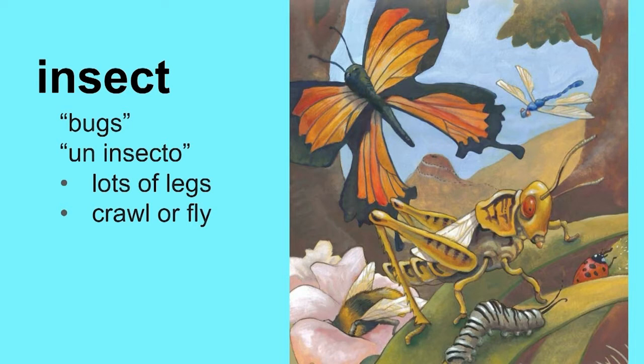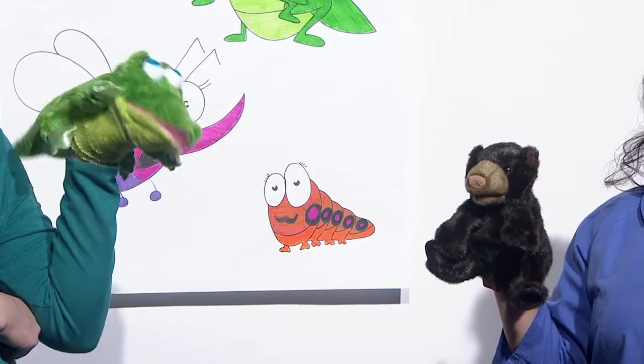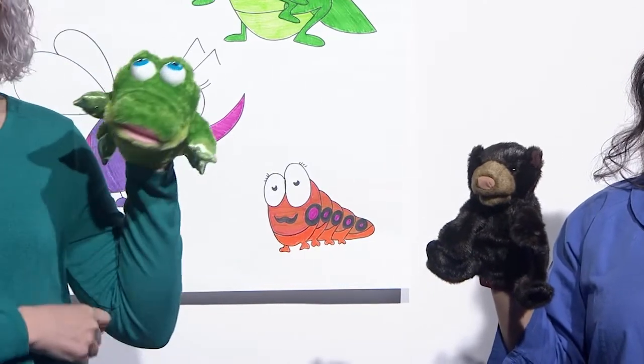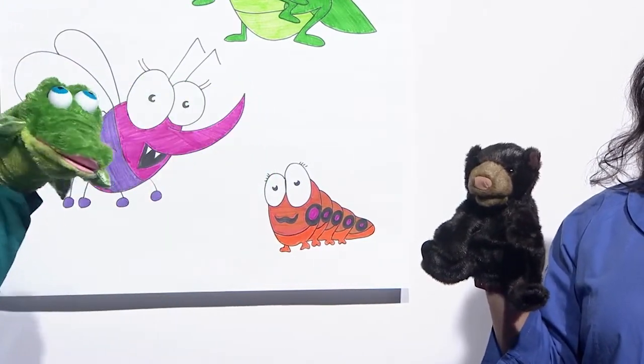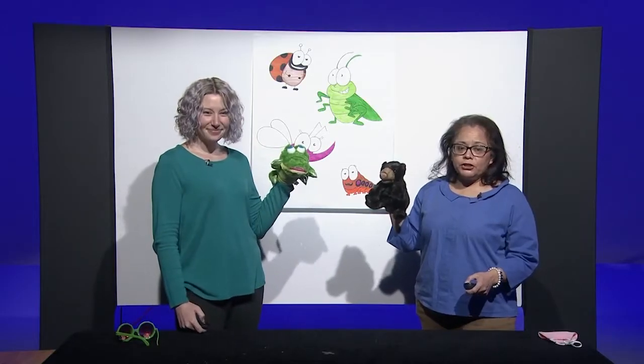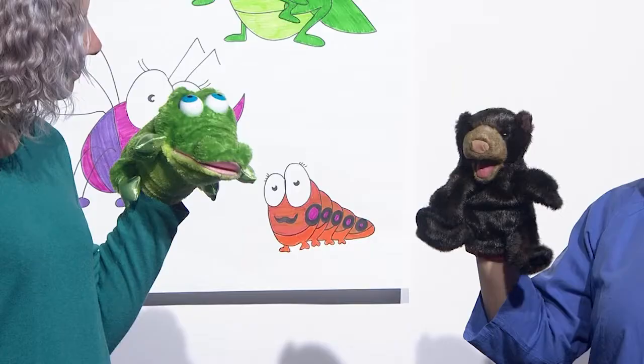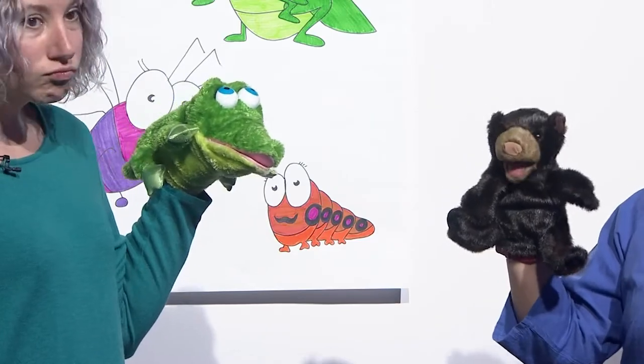The first word is insect. Bud and Allie, can you say that word? Insects. Great job. I know this word. I just call them bugs. Yeah, Allie, you're right. We often call insects bugs. Bud, do you know what they are by looking at the picture? I think so. My abuela calls them insectos.